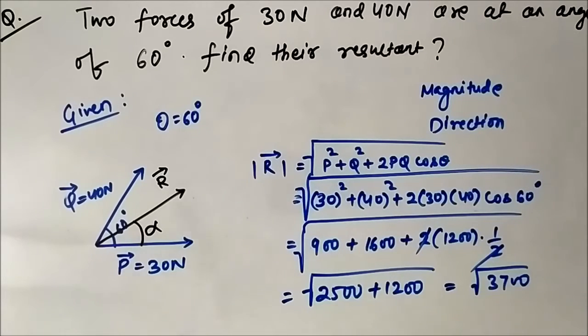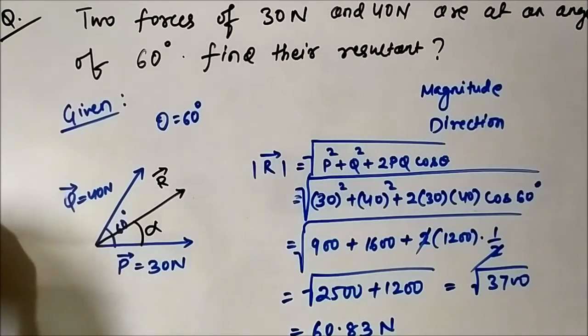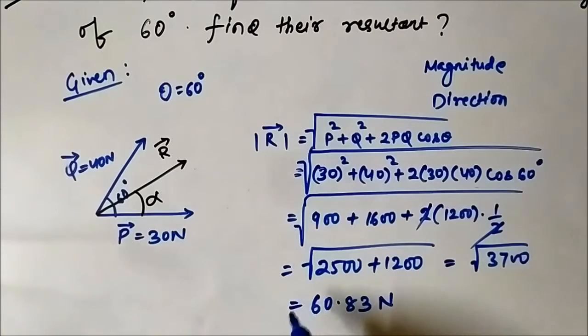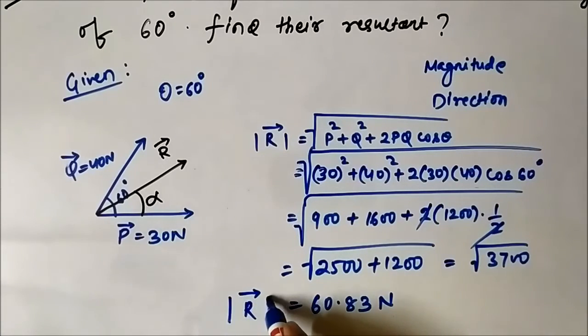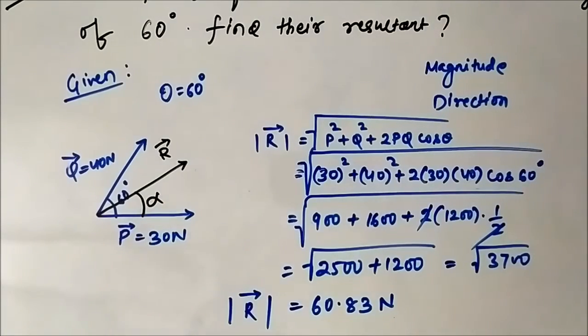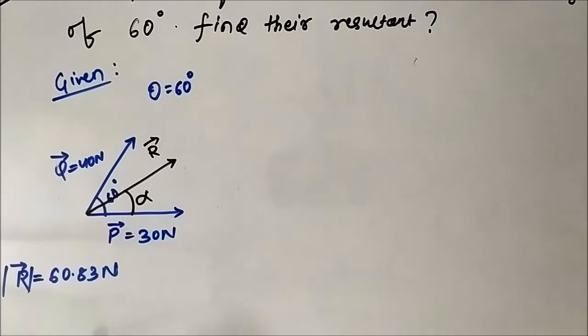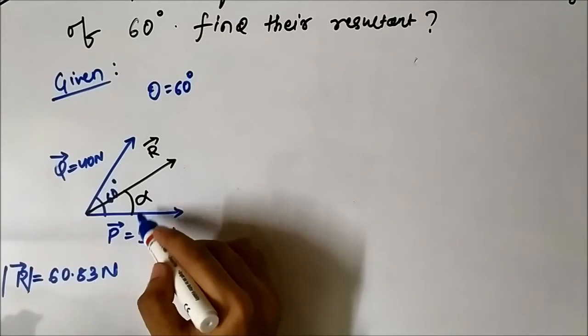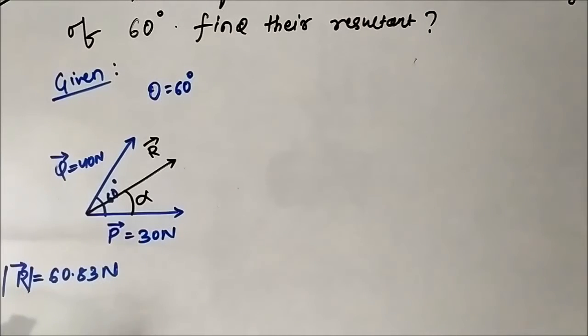So let us just calculate how much this is. Root of 3700 is 60.83 Newton. So this is the magnitude of the resultant. Now we have to calculate the direction, this angle alpha. We have already calculated the magnitude of the resultant, which is 60.83 Newton. Now we have to find the direction in terms of this angle alpha, which the resultant makes with the x-axis or the horizontal axis.